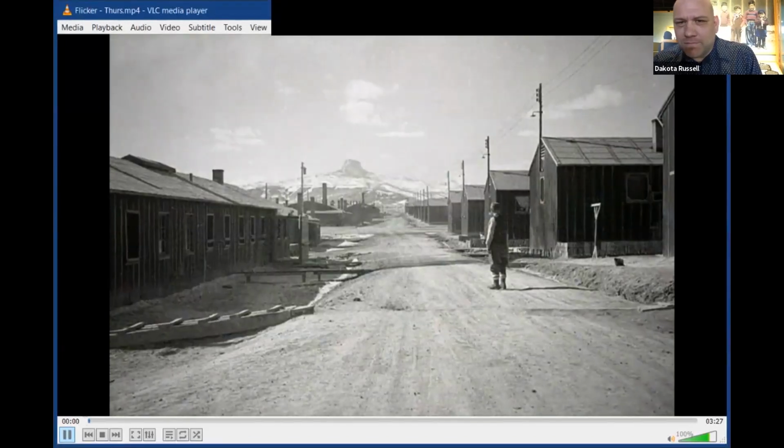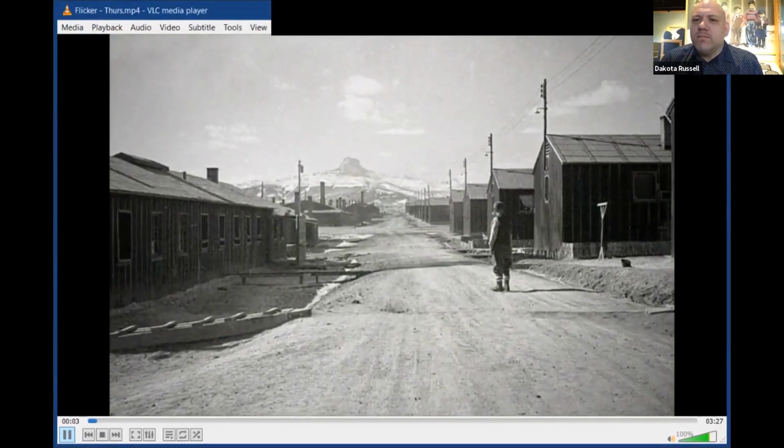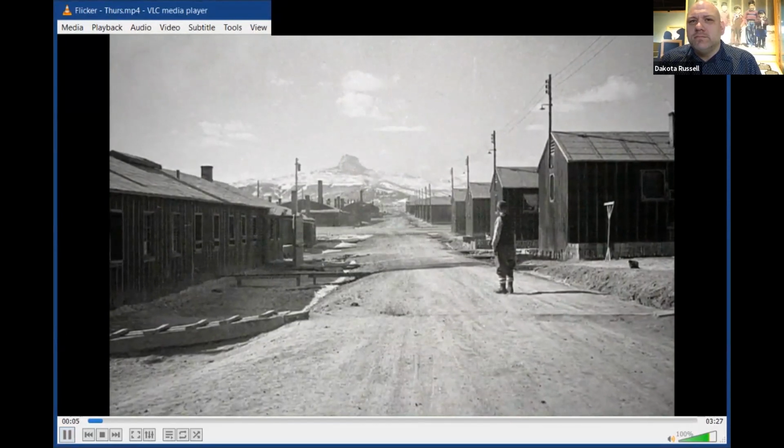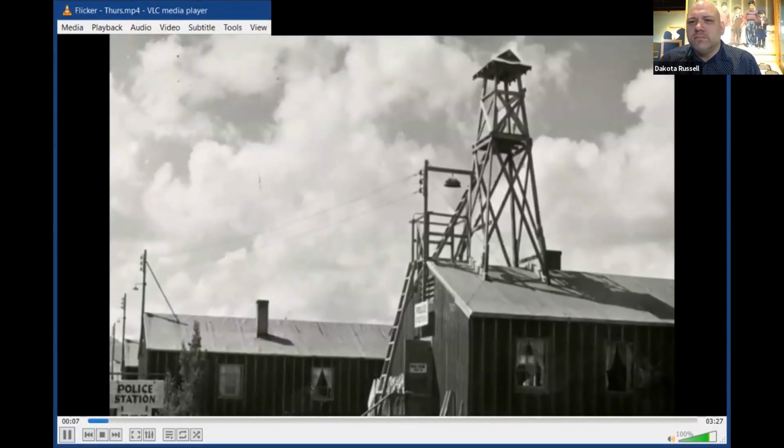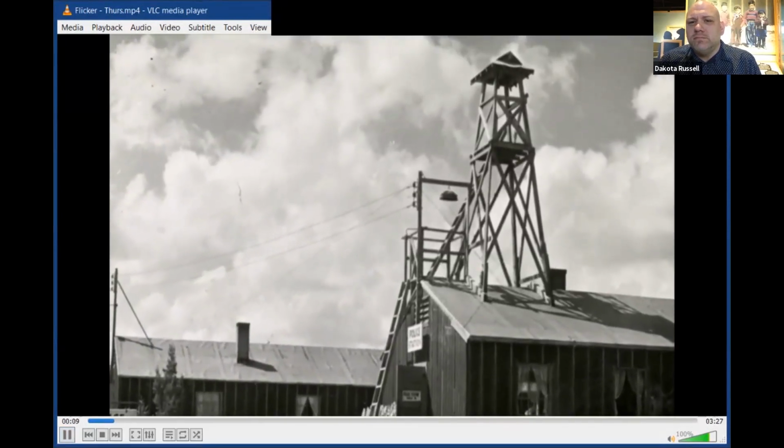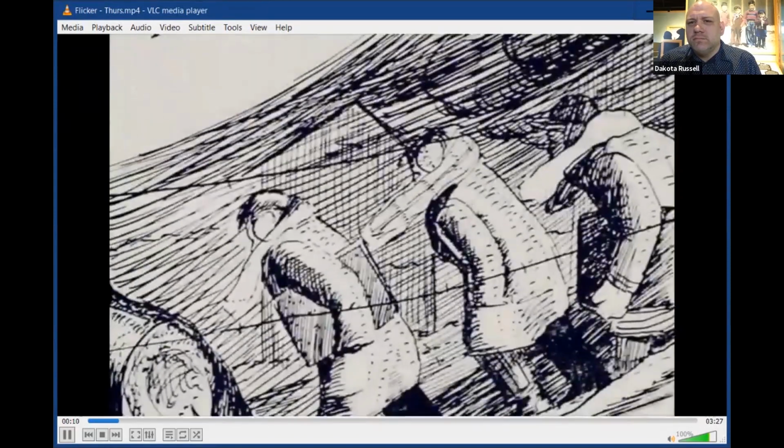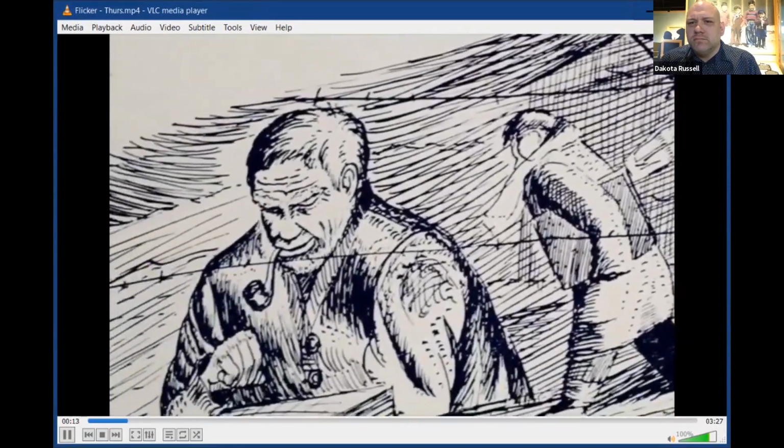When our family got to Heart Mountain, all we could see for miles were those tar-papered shacks surrounded by barbed wire and guard towers. It was a scary time for all of us.